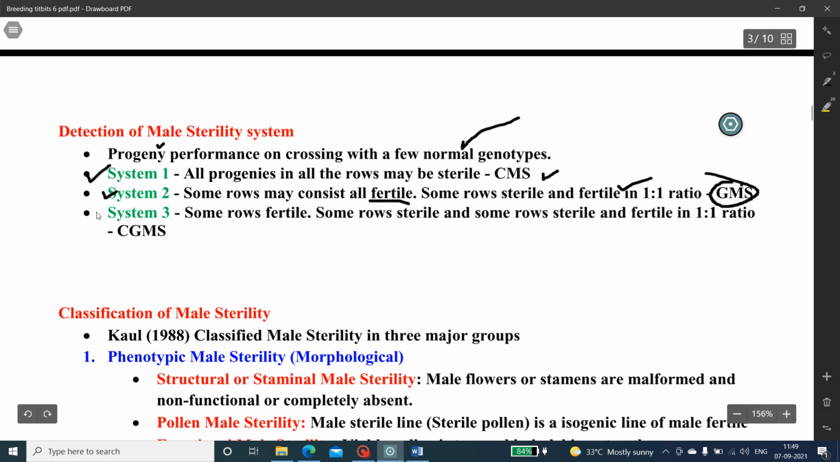And in system 3, some rows are fertile and some rows are sterile, and some other rows are sterile and fertile in 1:1 ratio, that is cytoplasmic genic male sterility. These are all the three systems available in our breeding program, and this can be utilized for exploitation of hybrid vigor and development of hybrids.